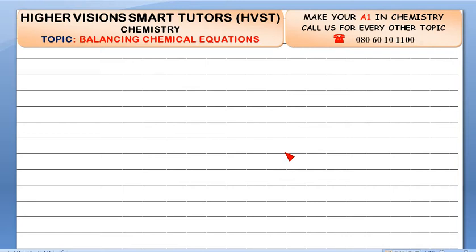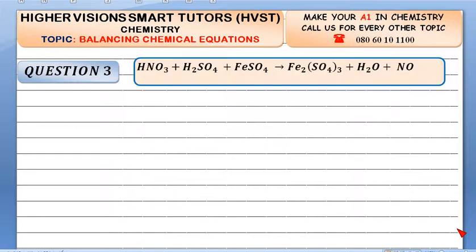To question 3. Yeah, that is question 3. We see two acids reacting with iron(III) sulfate and then giving us that product on the other side. Let's bring out the equation very well so that we can now balance it.